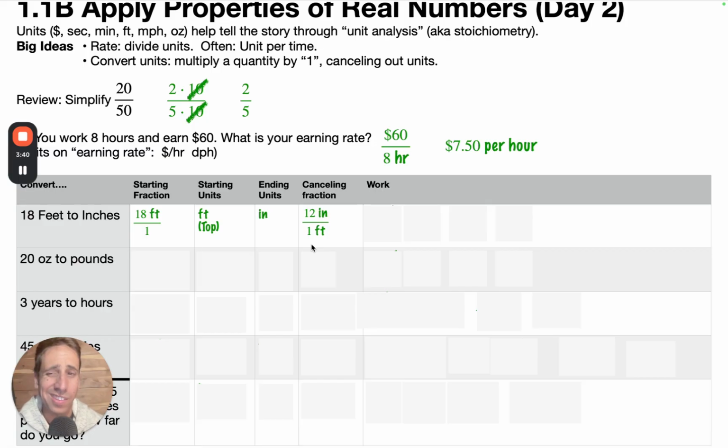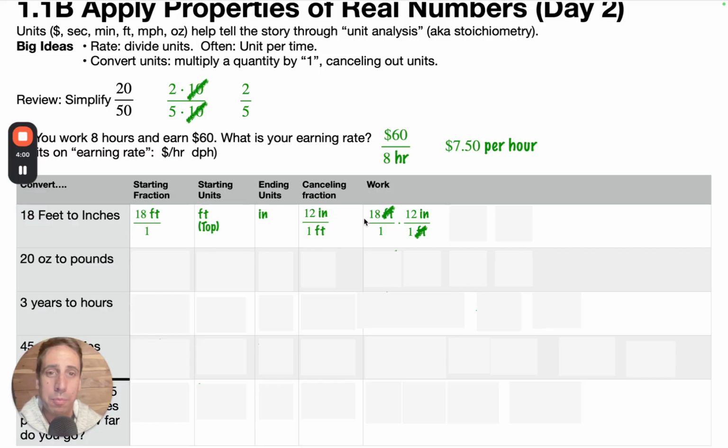Now, why isn't it the other way around? Why didn't I put feet on the top and inches on the bottom? Well, the reason is because when I go to do my work, I can start off with my starting fraction, and when I multiply it by my canceling fraction, the feet cancel out. Feet on the top here, feet on the bottom here, and they cancel just like this here.